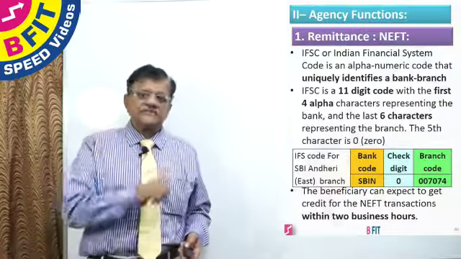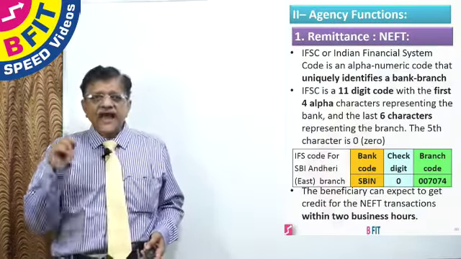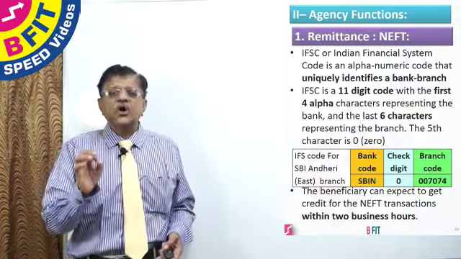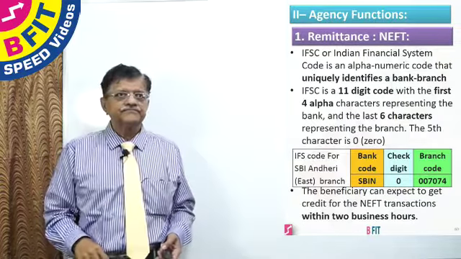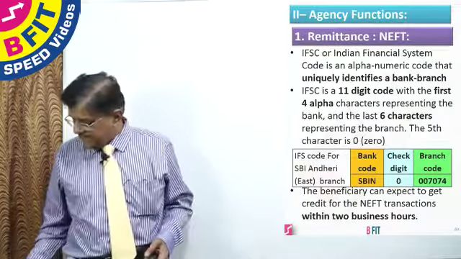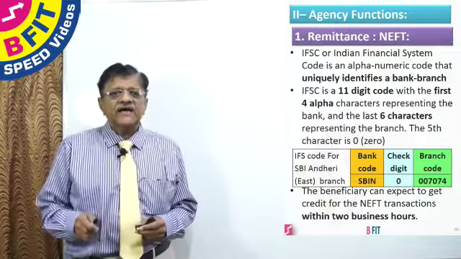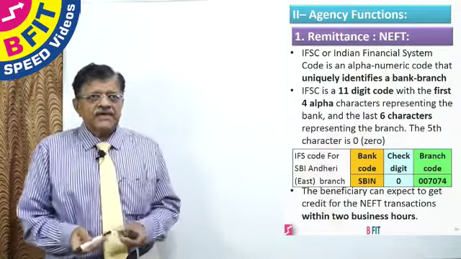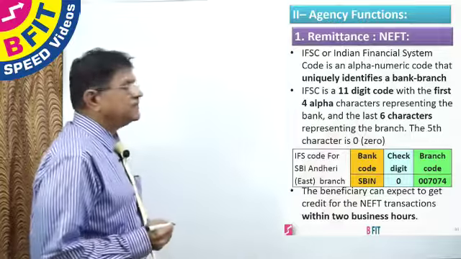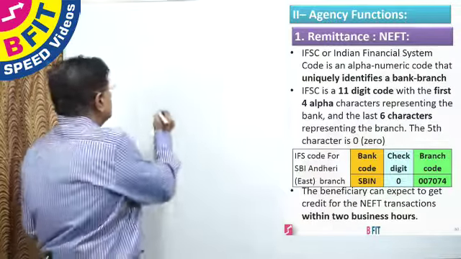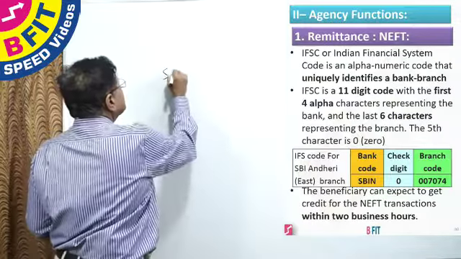The role of an IFS code is to uniquely identify the branch of a bank. IFSC is an 11-digit code. I have given the IFSC code of State Bank of India, Andheri East. And the IFSC code is SBIN.